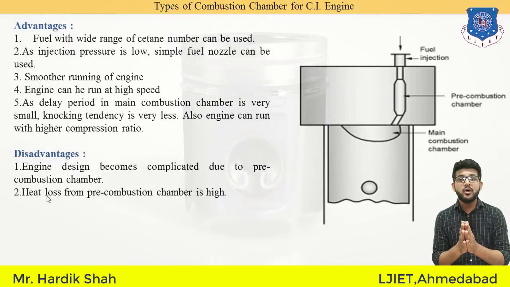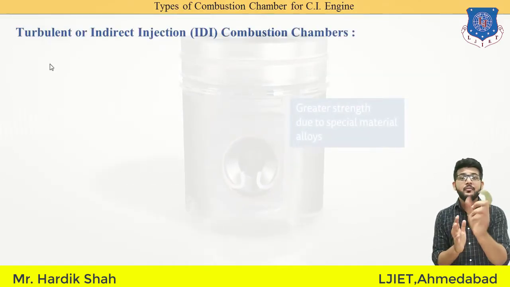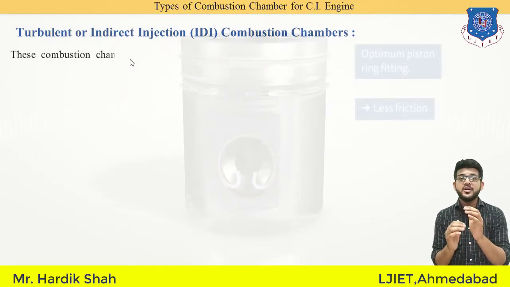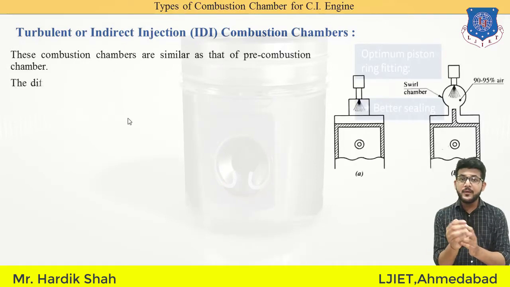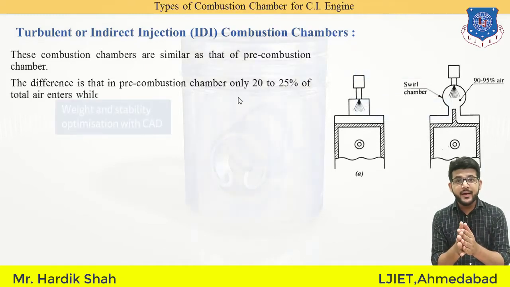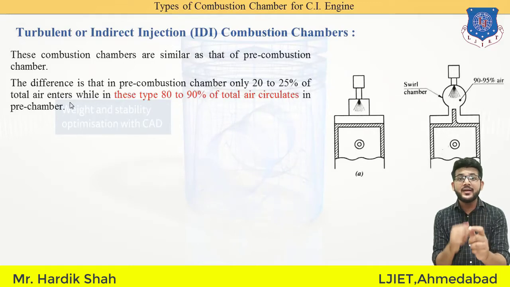The turbulent combustion chamber, or indirect combustion chamber, is the next one. Let's discuss the turbulent combustion chamber. This type of combustion chamber is similar to the pre-combustion chamber. The difference is that in the pre-combustion chamber only 20 to 25% of the total air enters, while in this type 80 to 90% of the air circulates in the pre-combustion chamber.